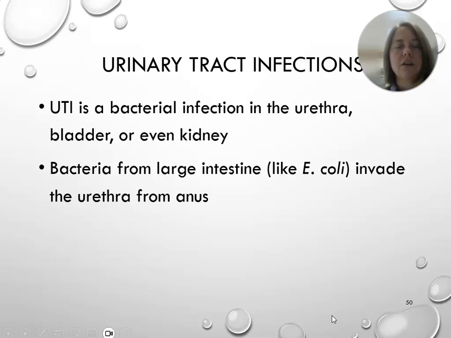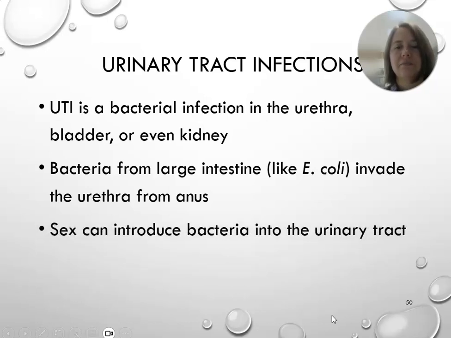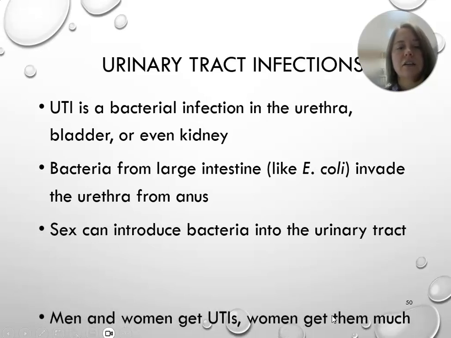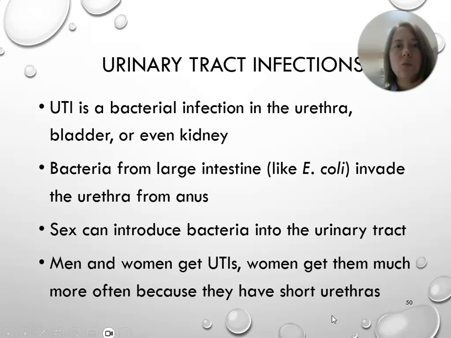E. coli is a common bacteria in your large intestine, and it will kind of invade the urethra from the anus. Sex can introduce bacteria into the urinary tract, and both men and women get UTIs. Women get them much more often because they have a short urethra and it's closer to the anus.